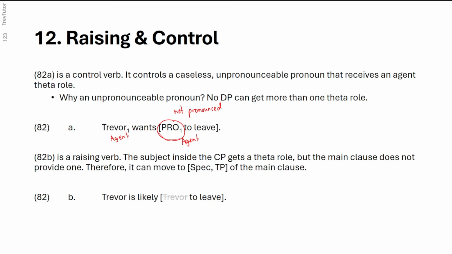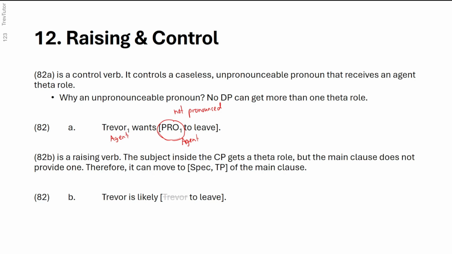The other thing is that to leave is an infinitive phrase. So it's not going to be able to check nominative case with its DP subject, which is the pro. So Big Pro is also caseless. It does not have case. So it's caseless. It does not have a pronunciation, but it does receive a thematic role.